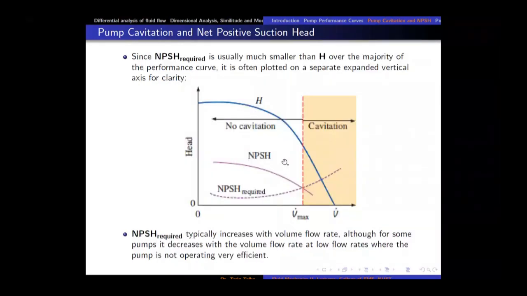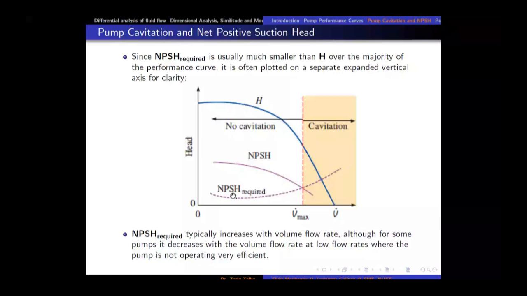So that's why they are kind of different values. And then net positive suction head required typically increases with volume flow rate. So that is the phenomenon we are talking about here. And what is net positive suction head? So this required net positive suction head is again provided by the manufacturer of the pump.